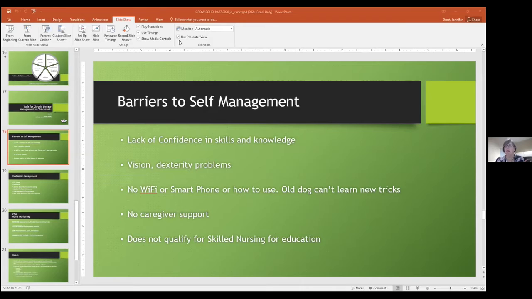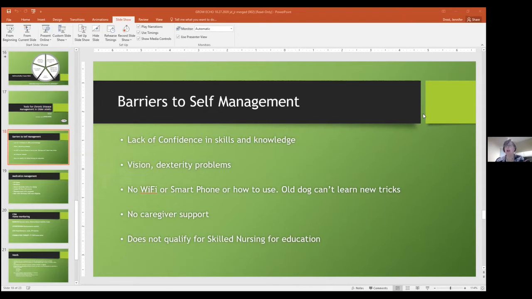Those come into play with, are they able to do the things that we're asking them to do? A lot of our geriatric patients have no access to Wi-Fi or a smartphone, or if they have a smartphone, they don't know how to use it because they're old dogs and they can't learn new tricks. And so I'm sort of in that category. I'm learning every day how to do this. That's why Jen is doing the PowerPoint for me. They may not have any caregiver support. So loneliness and not having caregiver support is a big thing too.